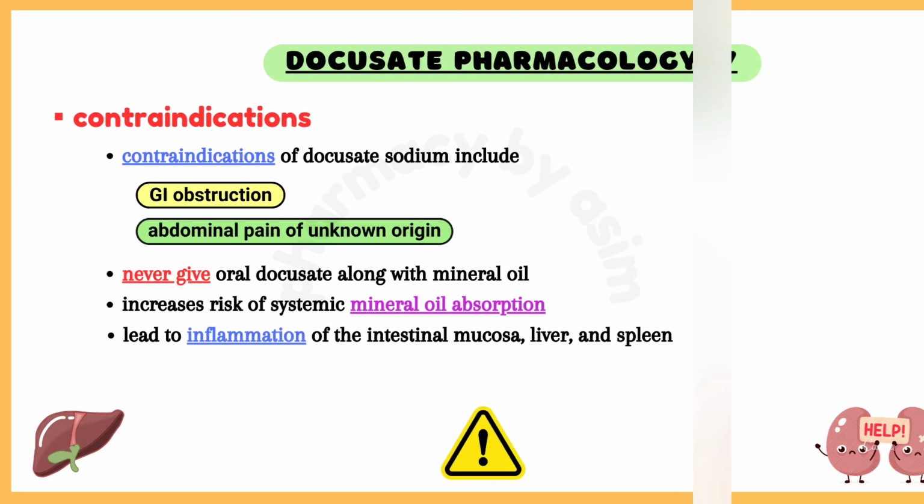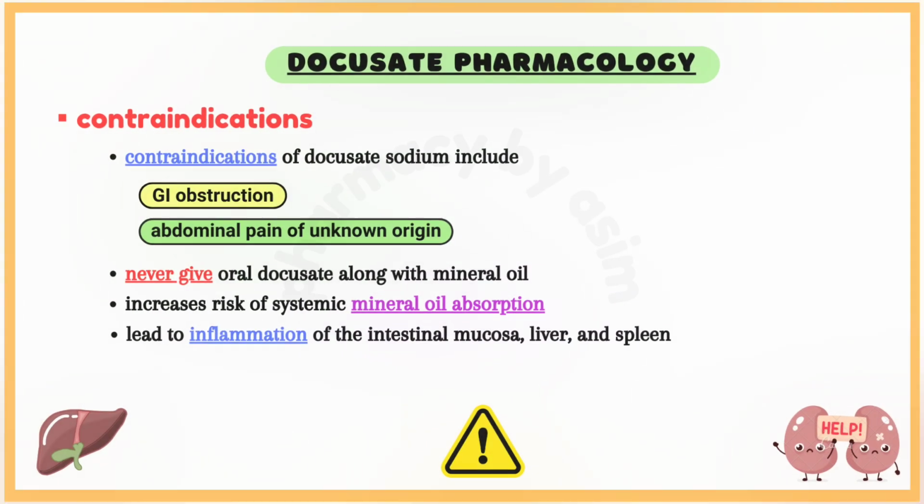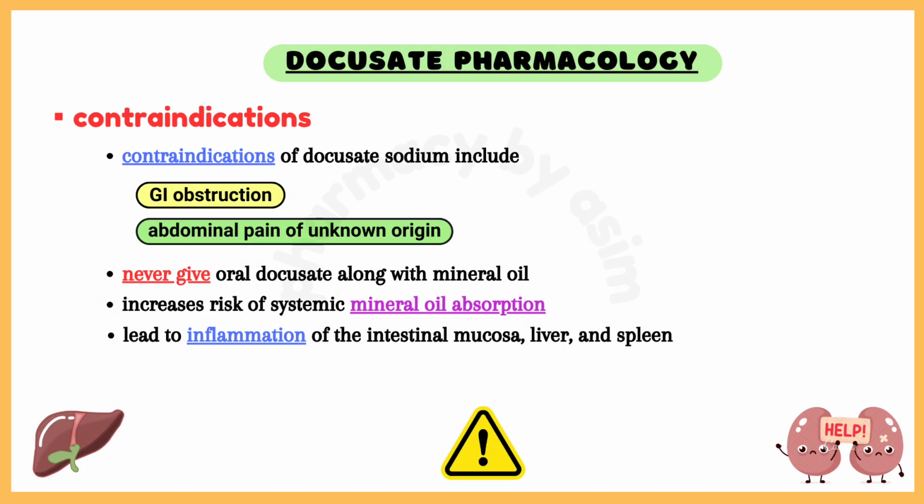Talking about contraindications and precautions, Docusate should never be given if there is a gastrointestinal obstruction or abdominal pain of unknown origin. Never give oral Docusate along with mineral oil because it increases risk of systemic mineral oil absorption, leading to inflammation of the intestinal mucosa, liver, and spleen.